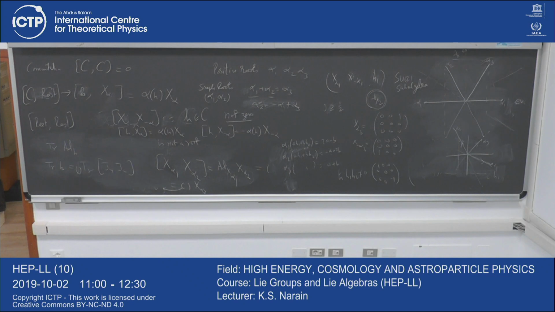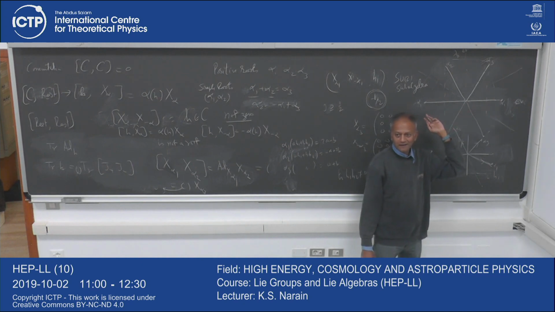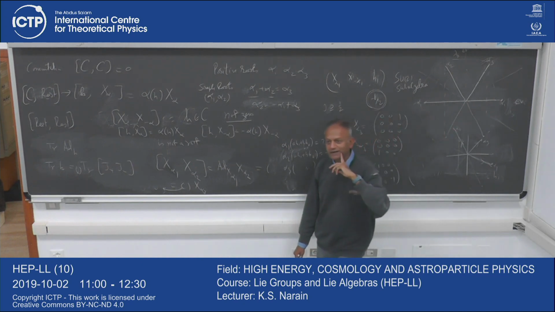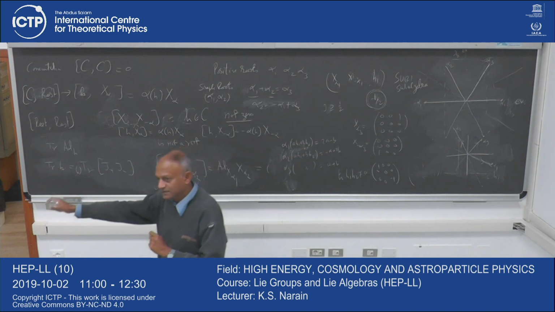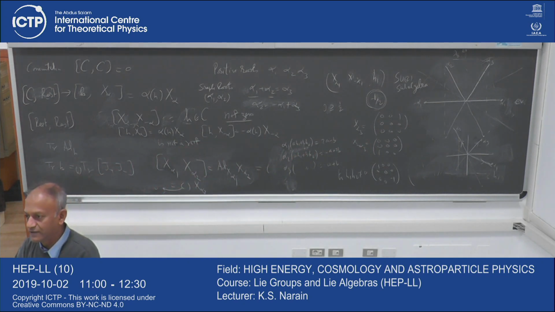True. But the point is that even the existence of SU2 depends on the fact that for every alpha there is a minus alpha. So it's the other way around. In order to show that an SU2 subalgebra exists, you need to prove that for every alpha there should be a minus alpha. And this will in general not be true. But for the kinds of semi-simple algebras that we'll be talking about, this will be true.